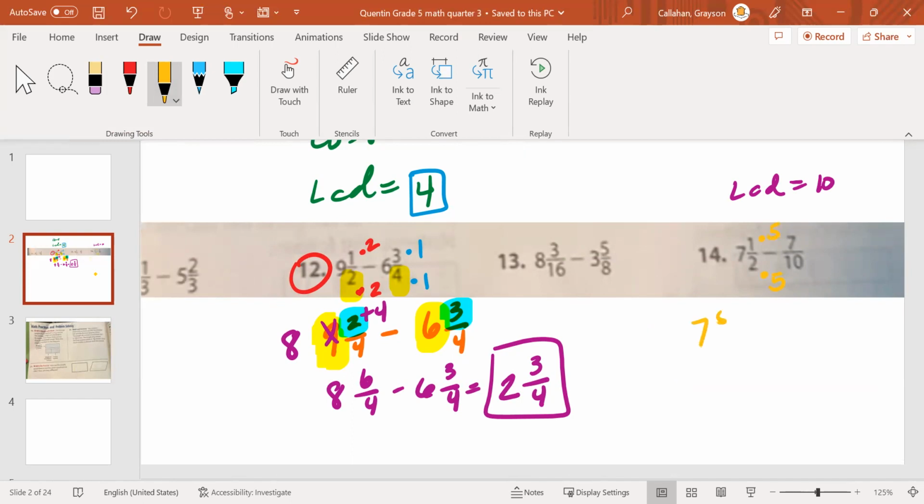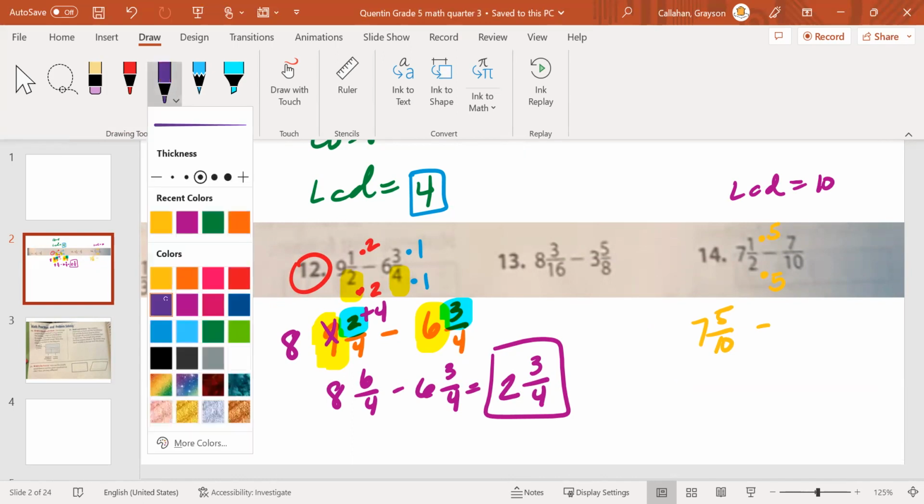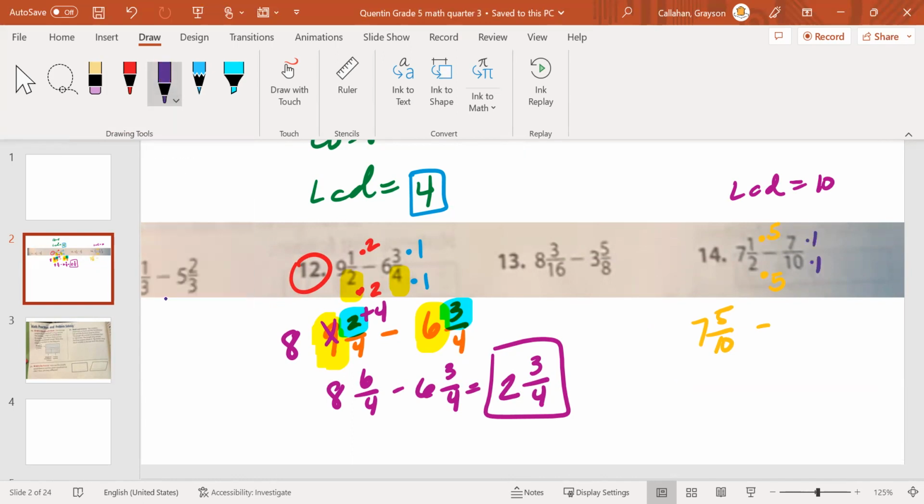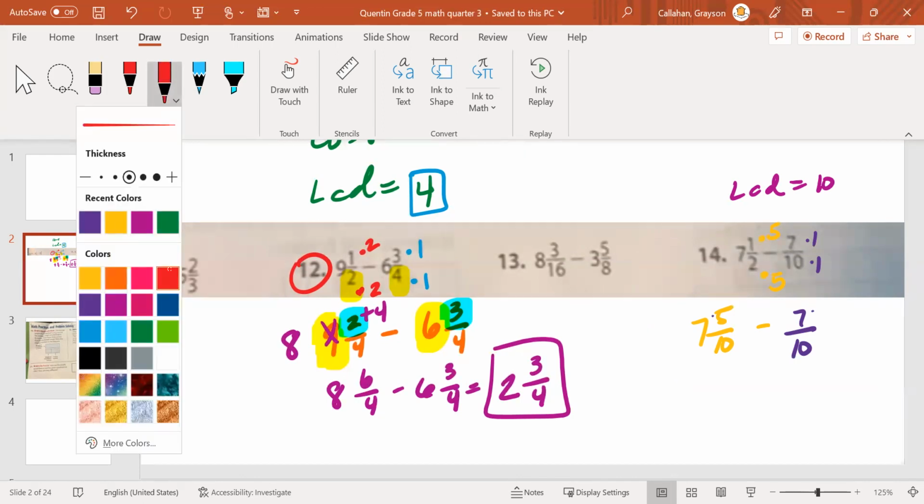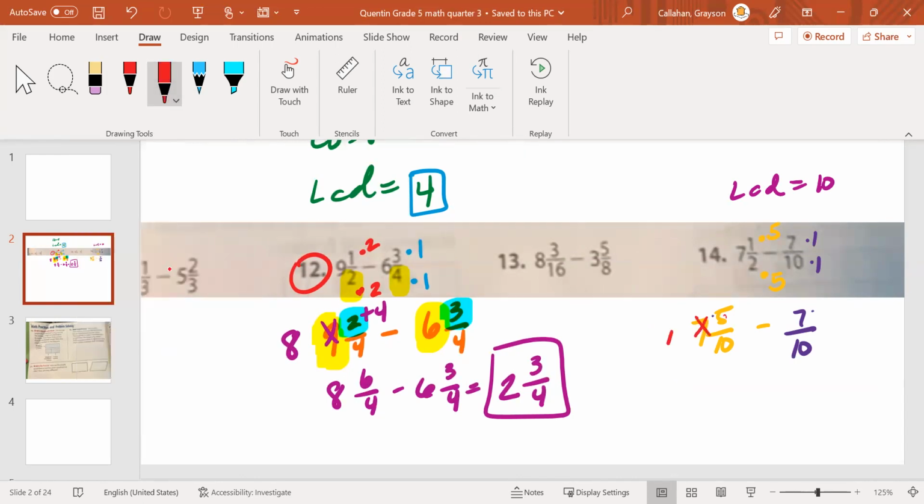So then I get 7, 5 over 10 minus, what do I multiply the second one? 1, technically, so 7 over 10, right? Is 5 big enough to subtract 7? Is there enough here? So then what does this 5 become?